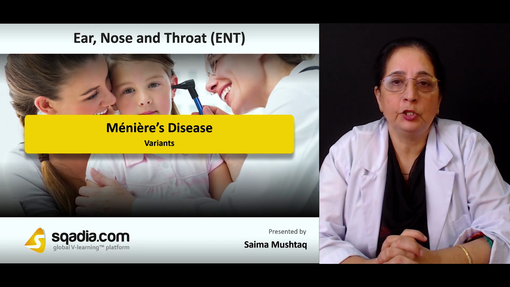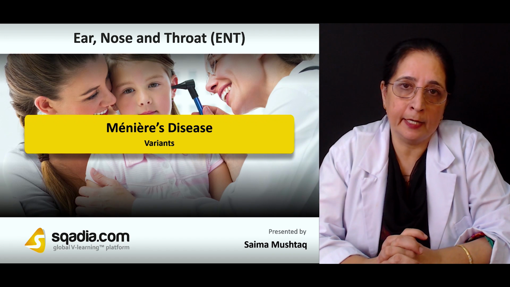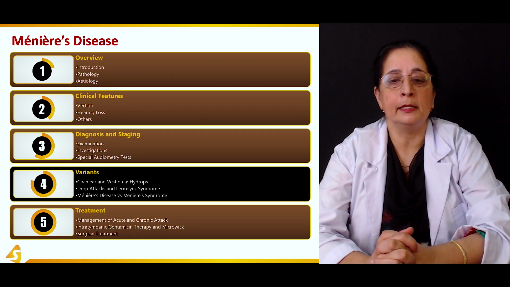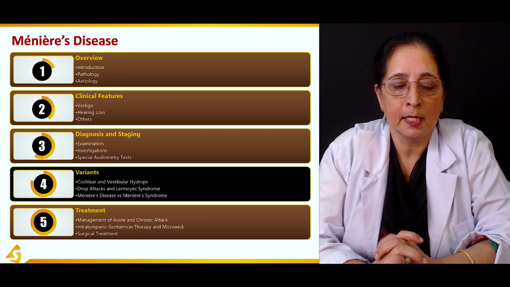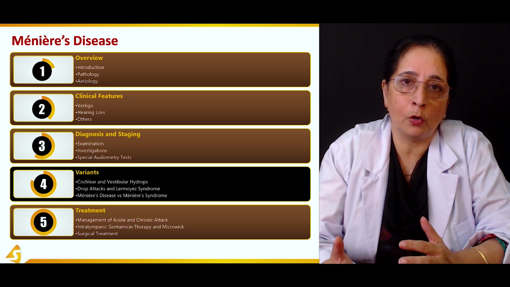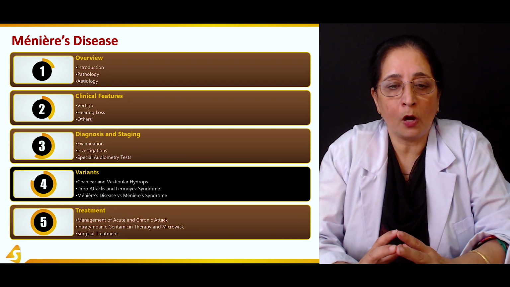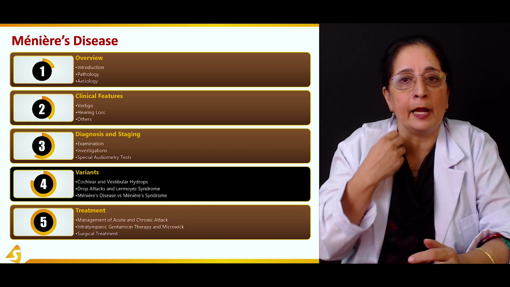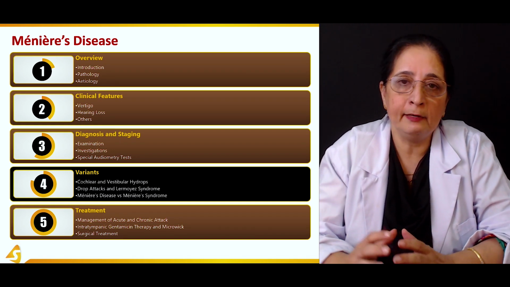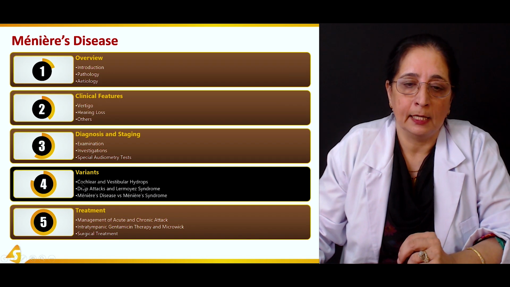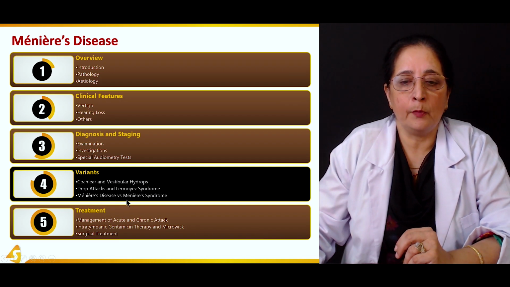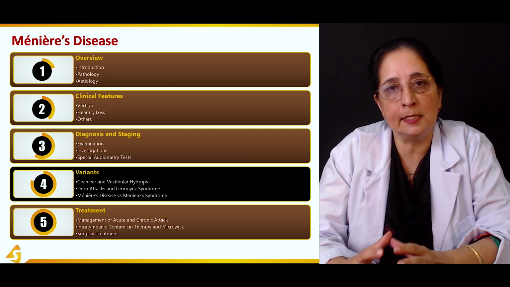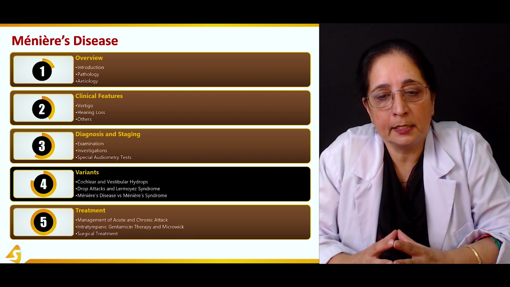Now in this section we will talk about different variants of Meniere's disease, and these variants will include the cochlear and vestibular hydrops. As the name shows, hydro is with the water and fluid retention. So cochlear and vestibular hydrops, these are the two main structures of the endolymphatic system. Then we will also talk about drop attacks, what's Lermoyez syndrome, and then what's the difference between Meniere's disease versus Meniere's syndrome.